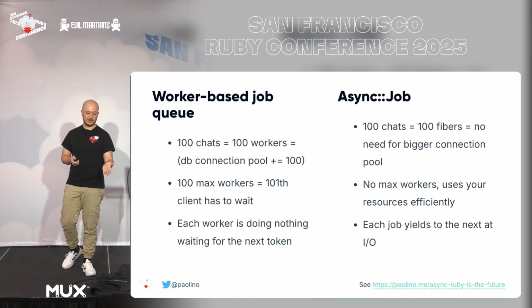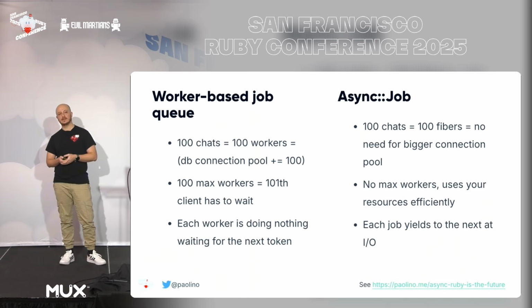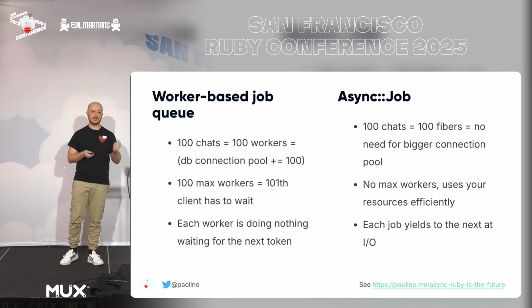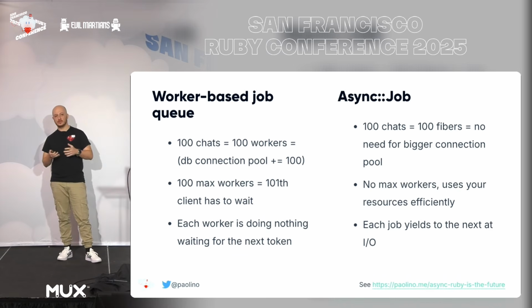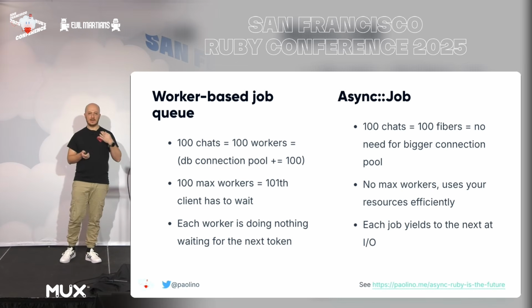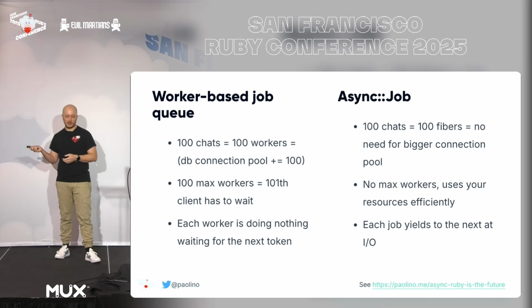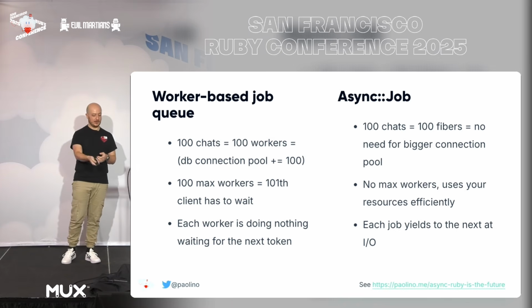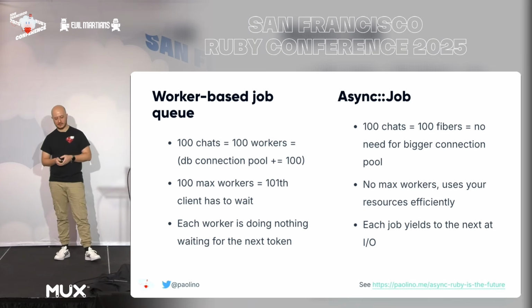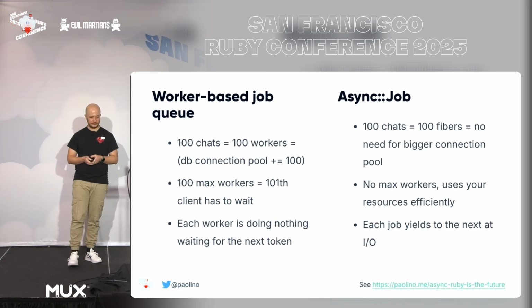But this uses your resources much more efficiently by essentially having all of the things running in one thread, and each single fiber is yielding to the next fiber whenever there is I/O. So it doesn't use a lot of memory in order to do your communication, and it will be as fast as possible, essentially, in your Ruby code. If you want to learn more, you can talk to me later, or you can look at my blog post, which I linked over there.